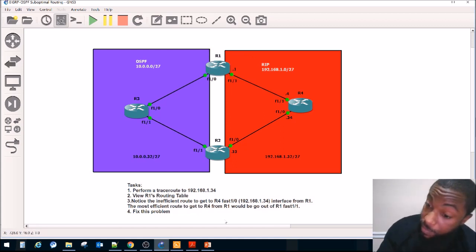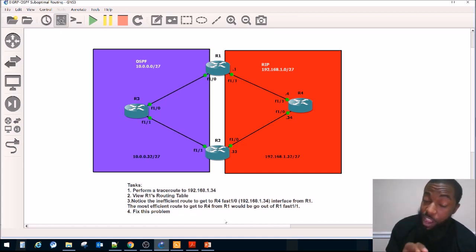Pop quiz. Are these ABRs or ASBRs? That's your pop quiz for today. If you know the answer to that, put it in the comments below.